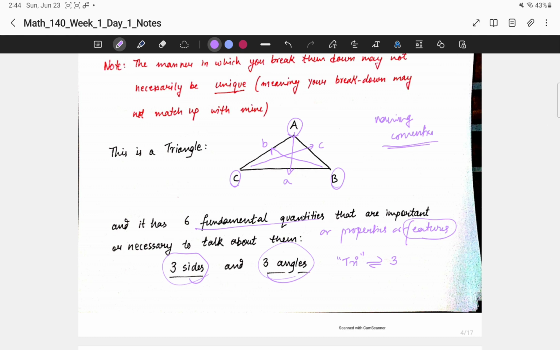Okay, so I'm going to stop this video here. In the next video, we are going to look at what it means to measure sides and what it means to measure angles.